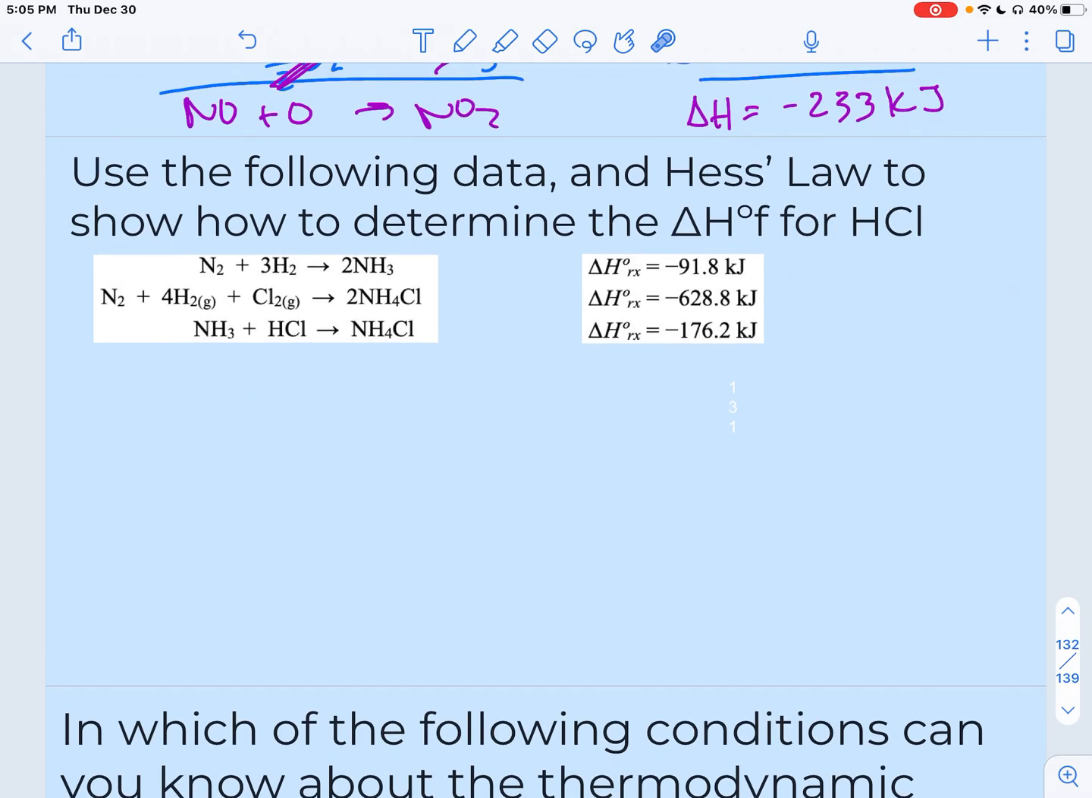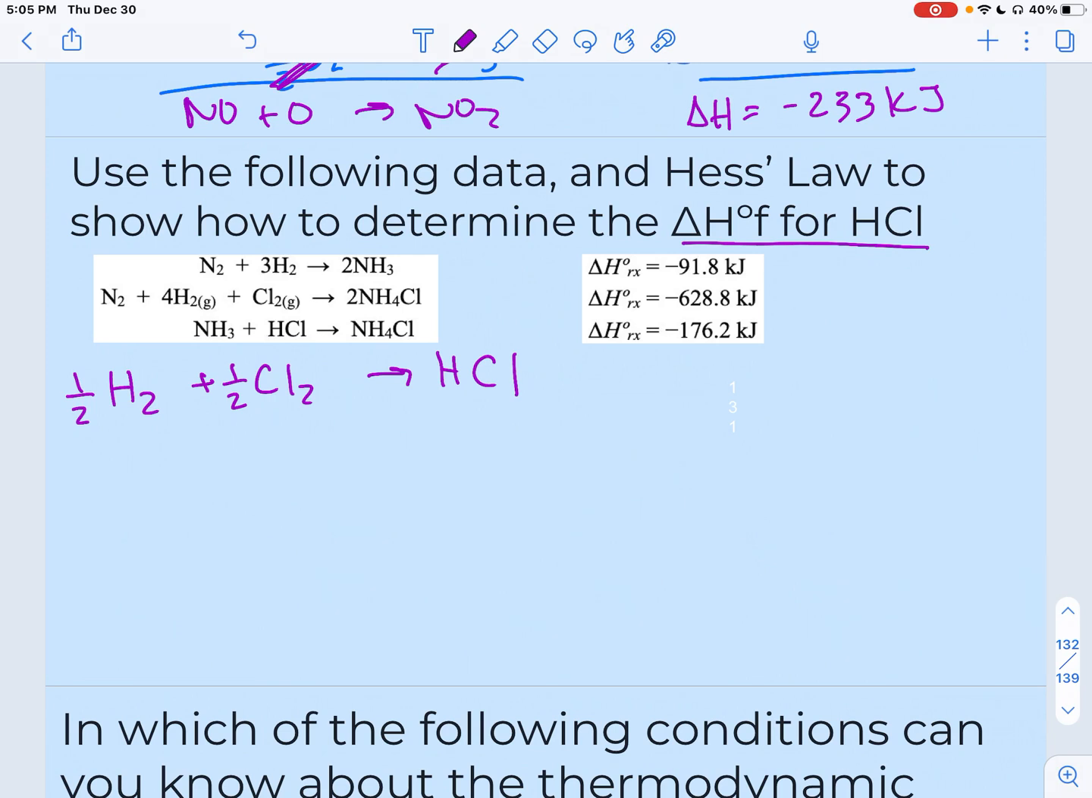All right, so one more Hess's law. This one, they do not give you the overall reaction. You have to write it out. It's a formation of HCl. So we know this will be 1/2, and so will this. H and Cl are both diatomic.